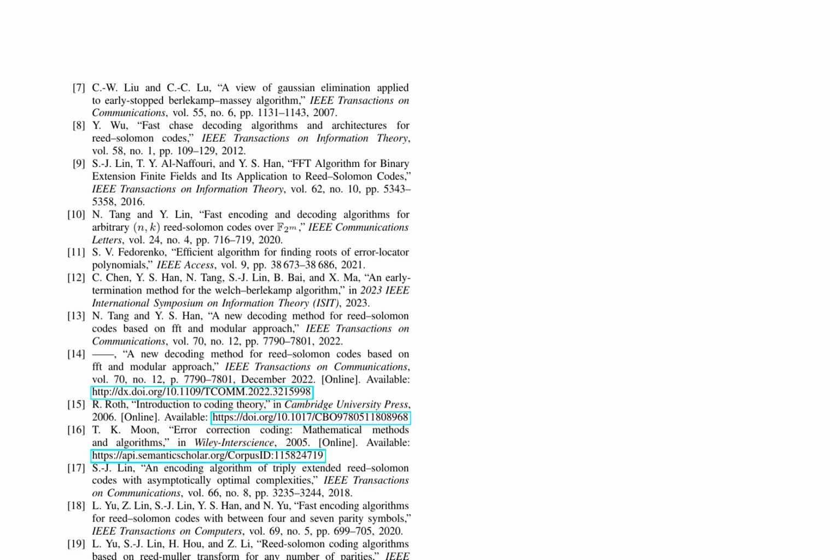The paper also provides a comprehensive review of the literature on Reed-Solomon codes, error correction, and decoding algorithms, including the work of Berlekamp, Reed and Solomon, Dabiri and Blake, Chen, Trong et al., Liu and Liu, Wu, Lin et al., Tang and Lin, Fedorenko, Chen et al., Tang and Han, and Roth, Moon, Lin, Yu et al., and Hu et al.